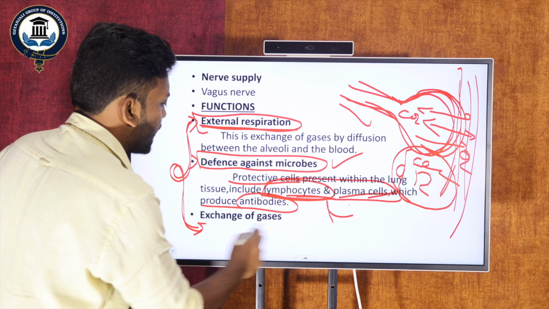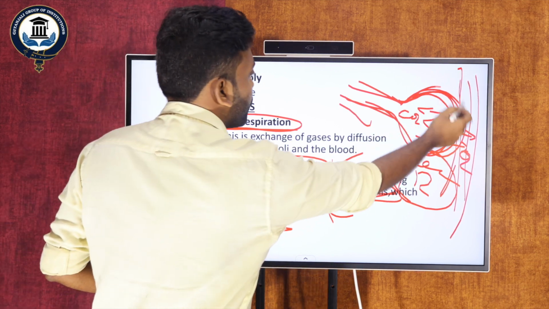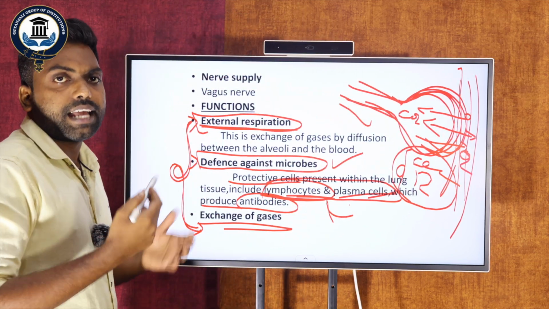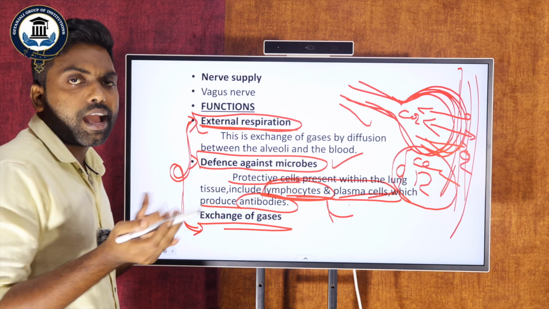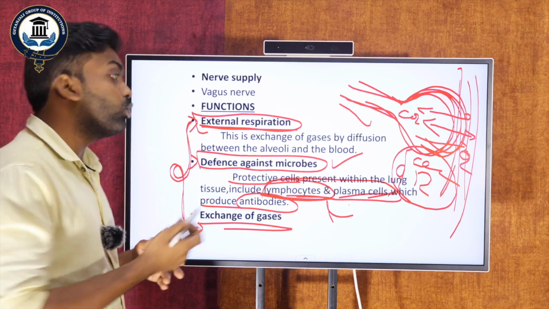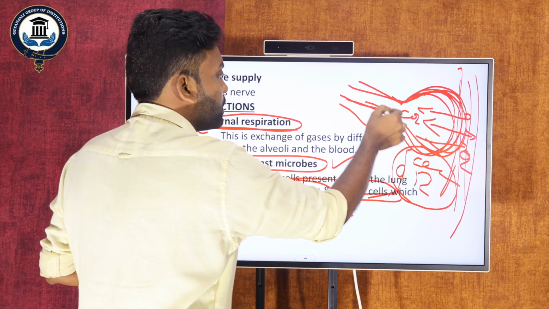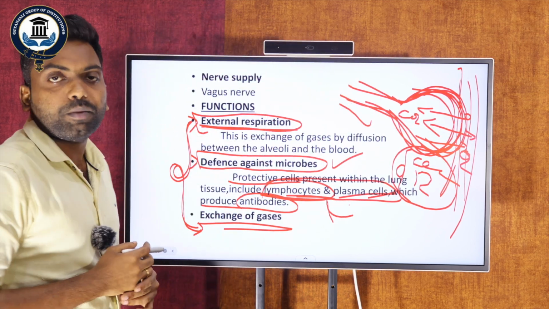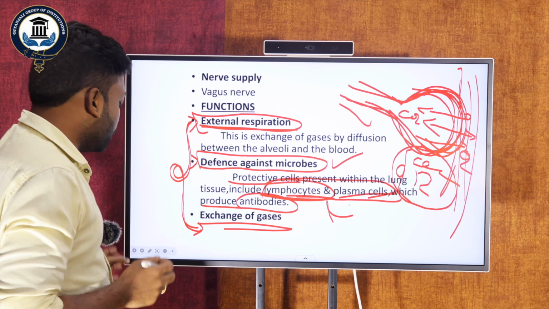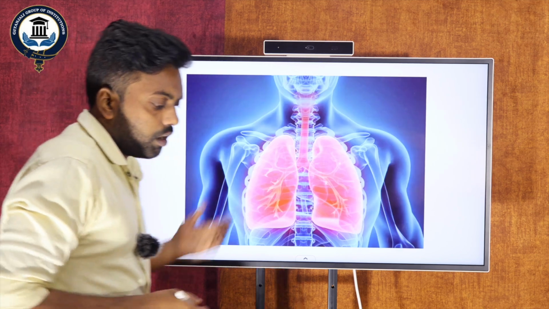And one more thing, gas exchange. As we know, the main function of the alveoli is gas exchange. Whatever the gases, carbon dioxide and oxygen, they are exchanged through the semi-permeable membrane. This membrane is built up of semi-permeable membrane. So this is about the functions of the bronchus.